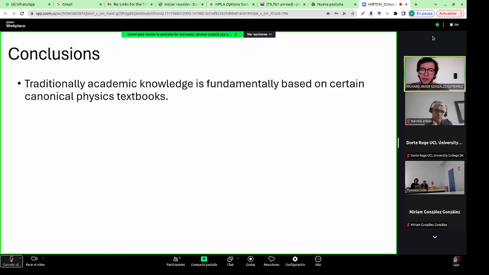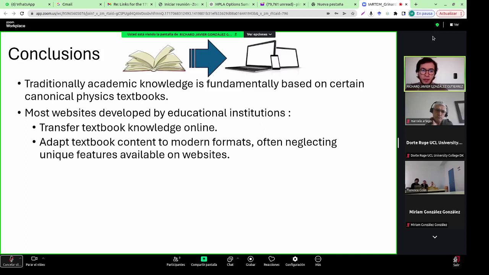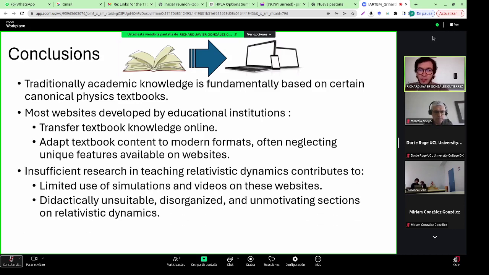Furthermore, we conclude that academic knowledge is fundamentally based on certain canonical physics textbooks. This is because most websites developed by educational institutions transfer textbook knowledge online, and they adapt textbooks' content to modern formats, often neglecting unique features available on websites. Finally, physics education research is very important. Insufficient research in teaching relativistic dynamics contributes, on the one hand, to a limited use of simulations and videos on these websites, and on the other hand, to didactically unsuitable, disorganized, and unmotivating sections on relativistic dynamics.